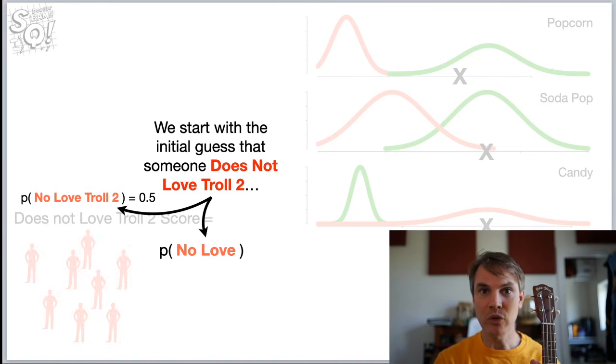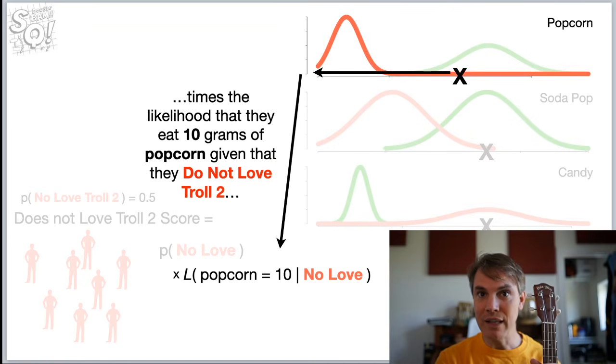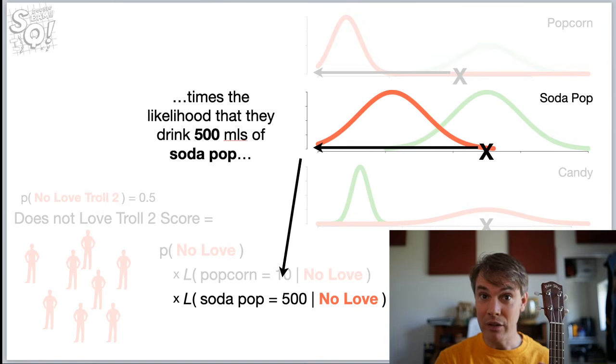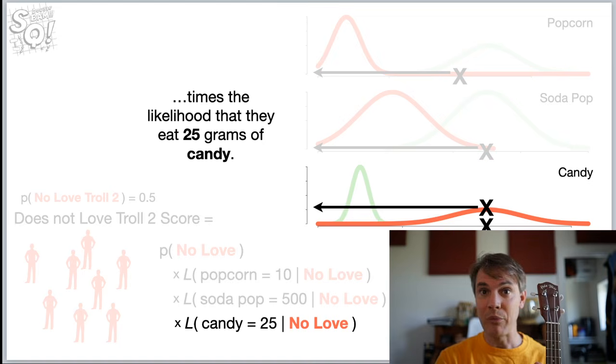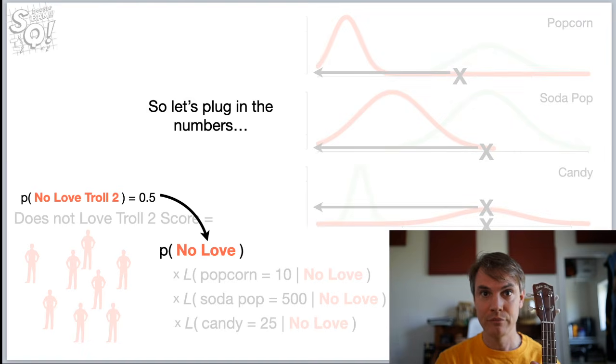Okay, now let's calculate the score for not loving troll 2. We'll start with the initial guess that someone does not love troll 2 times the likelihood that they eat 10 grams of popcorn given that they do not love troll 2 times the likelihood that they drink 500 milliliters of soda pop times the likelihood that they eat 25 grams of candy. So let's plug in the numbers.